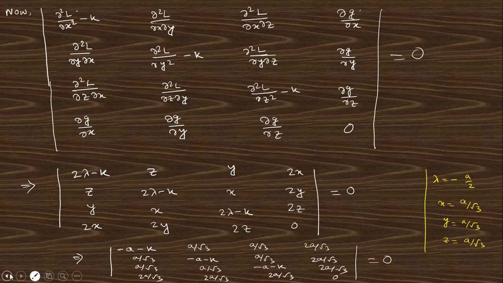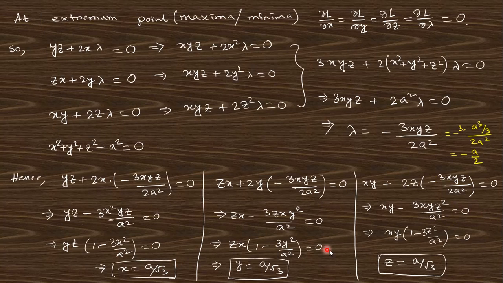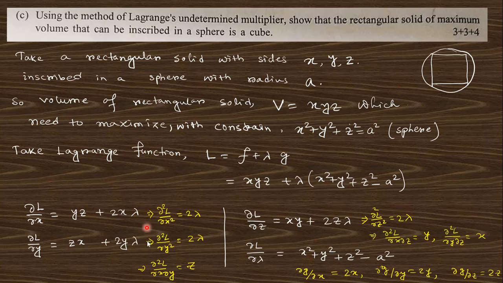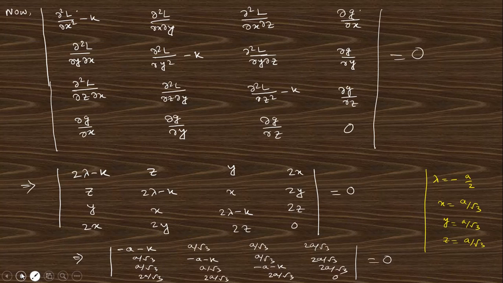Now we need to find out whether this point is a maximum or minimum. For that you need to find this determinant. This is the formula. So you need to derive the second order derivative, and for that you can see here we also calculate the second order derivative, and if you carefully put this value you will get this equation, and if you put the values of x, y, z and lambda.